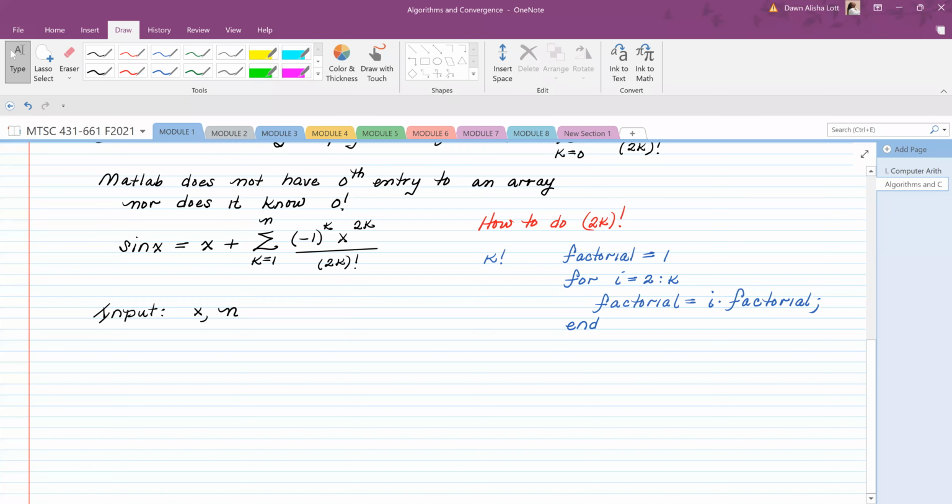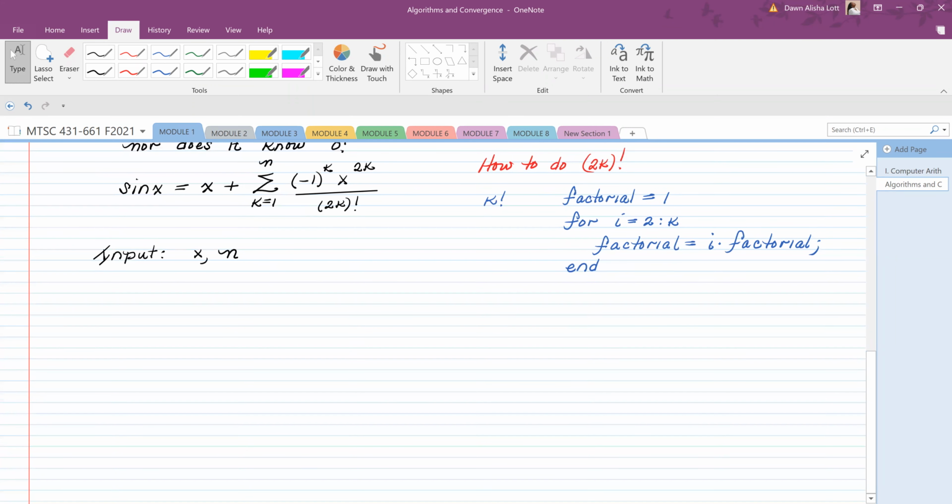For 2k factorial, it's not a consecutive number from 1, 2, 3, 4, 5, but 2, 4, 6, 8. That's correct. So you will have to actually compute, you can either do a running sum or you can compute the entire factorial each time.